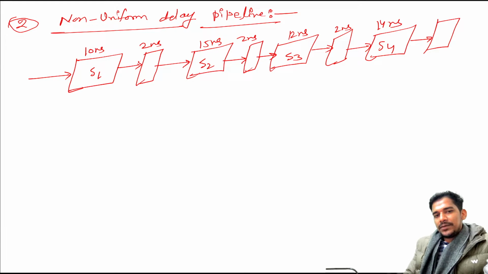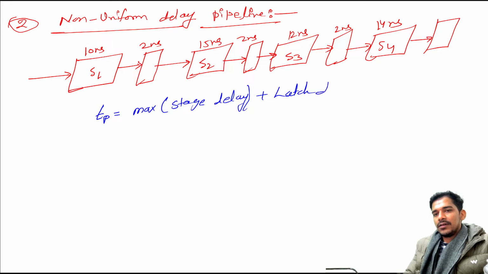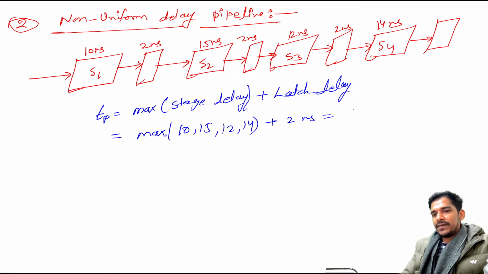So the cycle time of the pipeline processor will depend on the slowest unit of the pipeline. Slowest unit means the unit which is taking the most time. So maximum of stage delays plus latch delay, or you can say buffer delay. In this case, the cycle time will be the maximum of 10, 15, 12 and 14 plus the latch delay, which is 2 nanoseconds, right? So the maximum of these is 15, plus 2 is equal to 17 nanoseconds. That will be the cycle time in case of non-uniform pipelining processor, right?